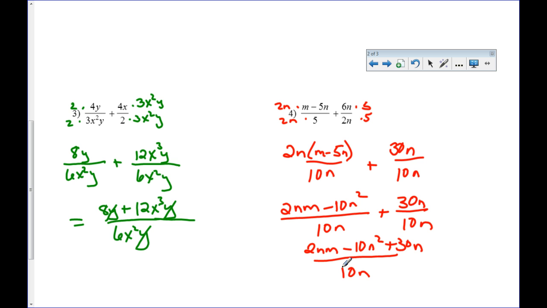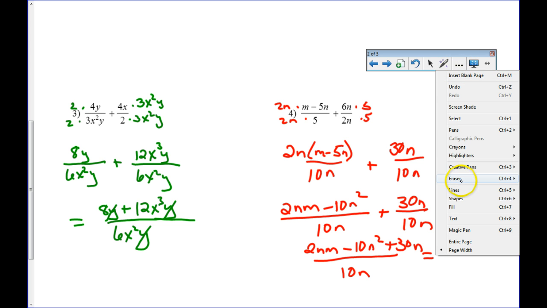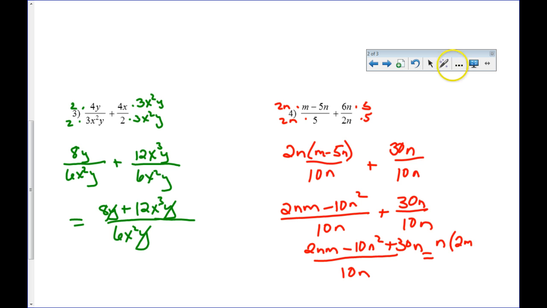Almost. Is there anything I can do to simplify this? I could take out an n. So if I take an n off the top, I'll have 2m minus, oh, by the way, that should be a minus, 10n plus 30 over 10n. The n's will cancel. So my final answer on this is 2m minus 10n plus 30 over 10.